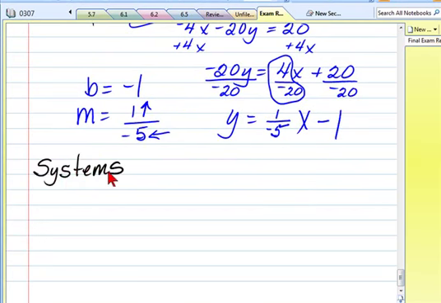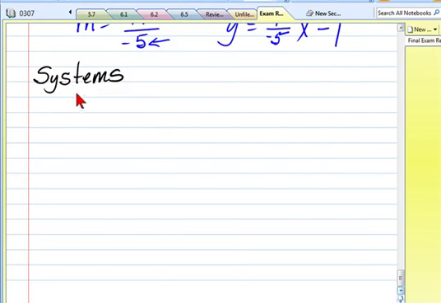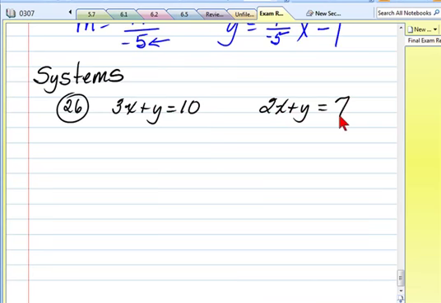On the review for the final, you are asked to solve 2 systems by graphing. I know there will be only one on the test, but we've got a little extra practice to do. All right, number 26, I'm supposed to solve this by graphing. So I have 3x plus y is 10 for one of the equations, and 2x plus y is 7 for the other one. I'd like to use slope-intercept if y'all don't mind. And this is going to be a really bad example because I don't have a grid, and you should never try to solve by graphing without a nice grid. But I'm just going to do it anyway.